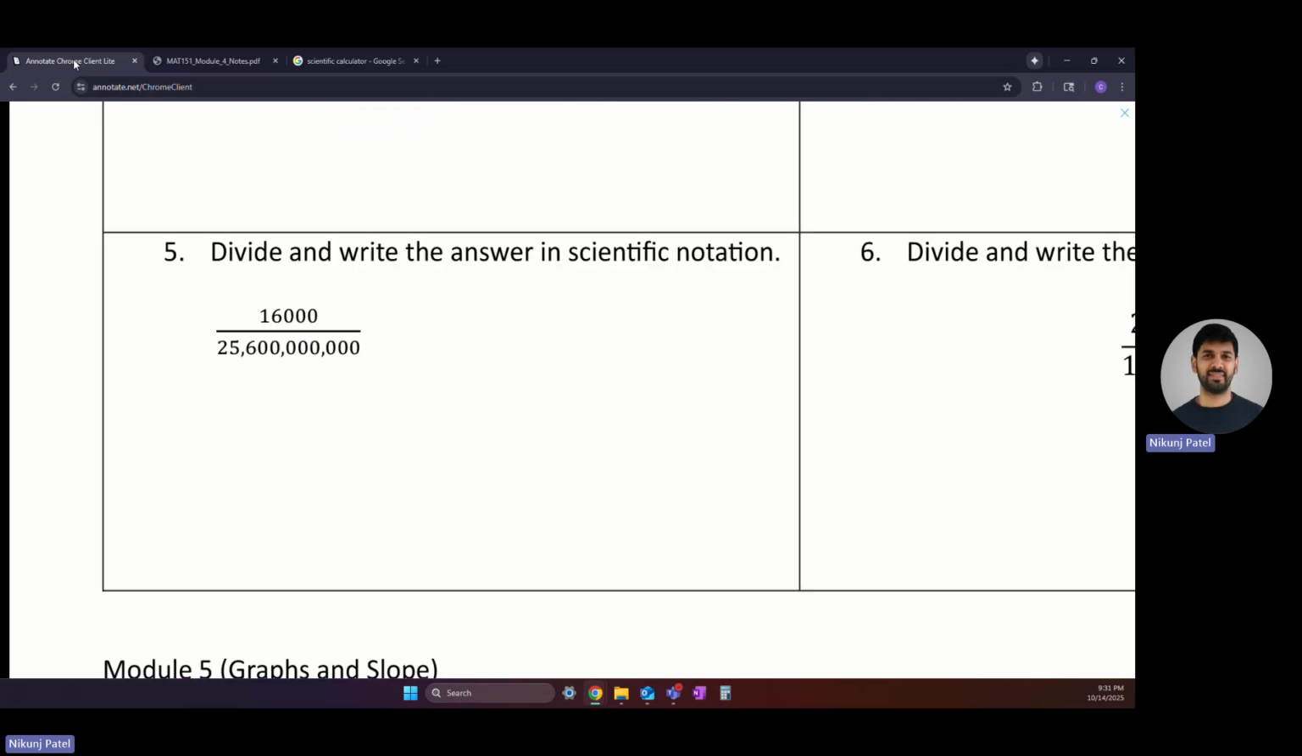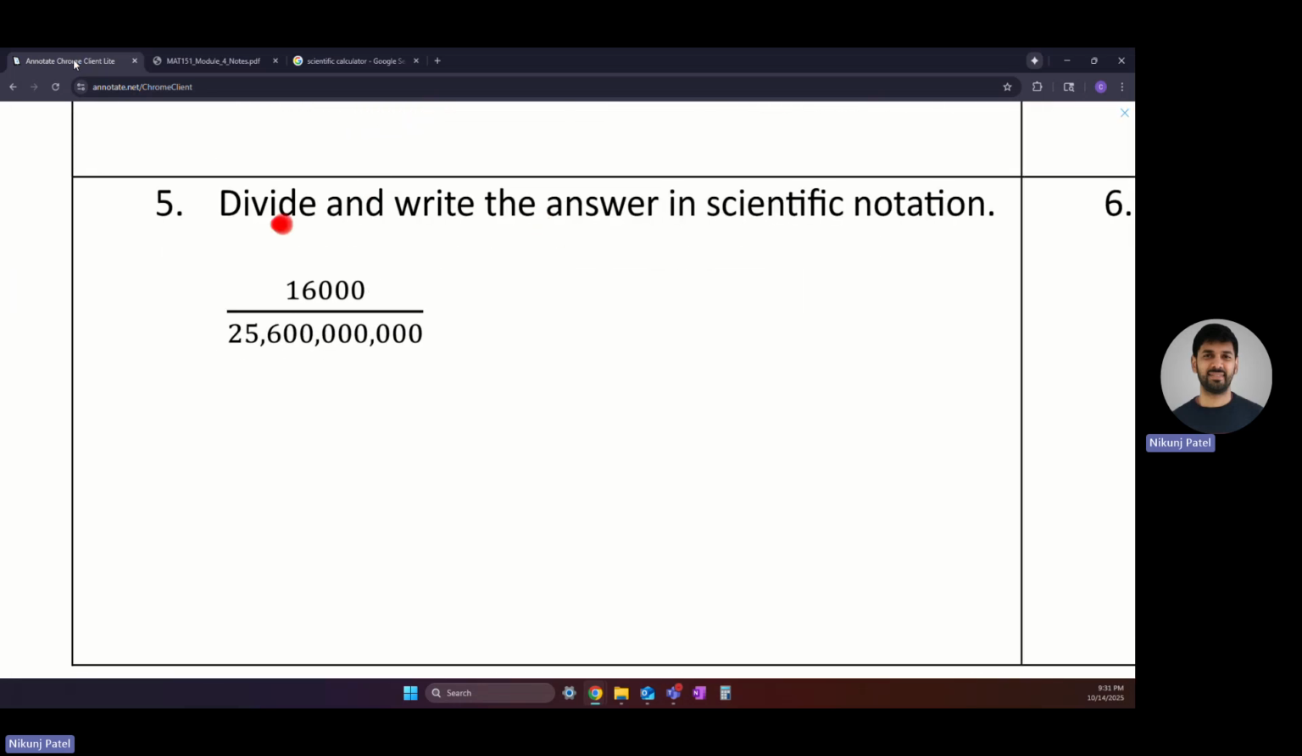Let's take a look at number 5. Number 5 says divide and then write your answer in scientific notation. So when we divide, we should just punch this into our calculator, but our answer is going to be a decimal, and we want that decimal to be in scientific notation. So the first step is to just divide it.